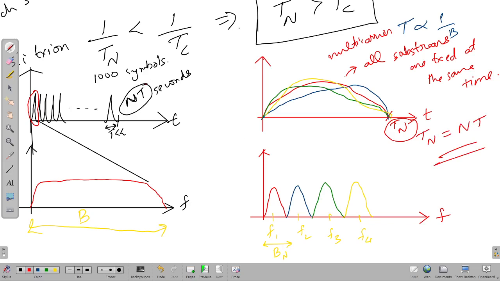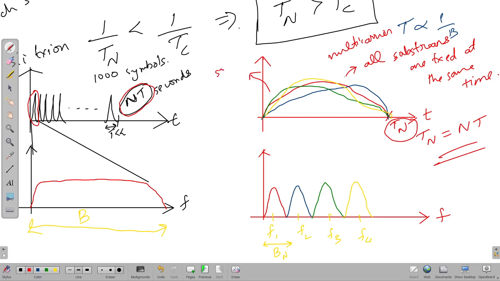And what was N into T? N into T was the time duration taken by the single carrier communication, and in the same time the multicarrier achieves the same data rate. The same number of symbols are getting transmitted at the same time, but each of the subcarriers, each of the substreams, takes the whole duration of time, and these substreams get added with each other in time domain.